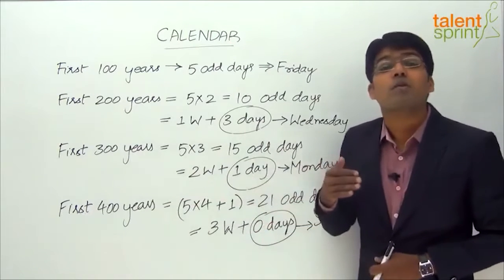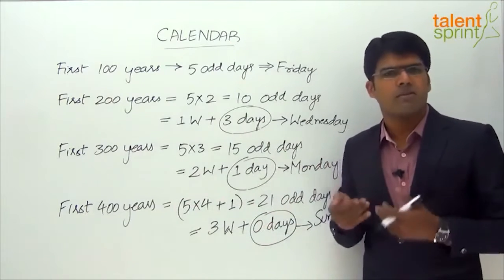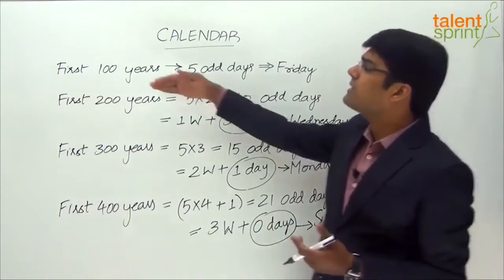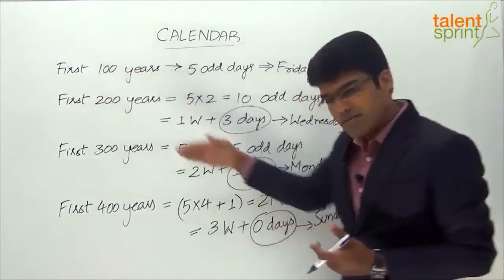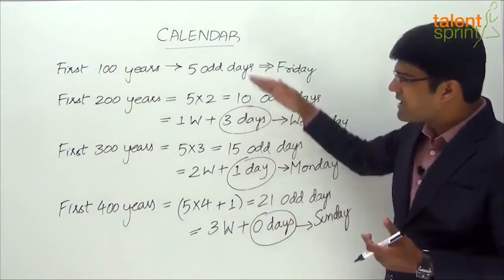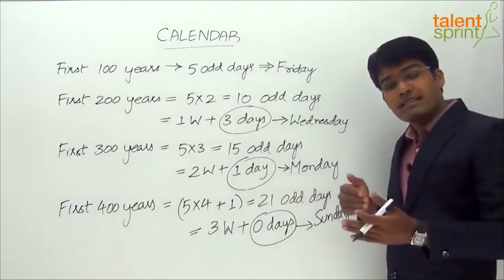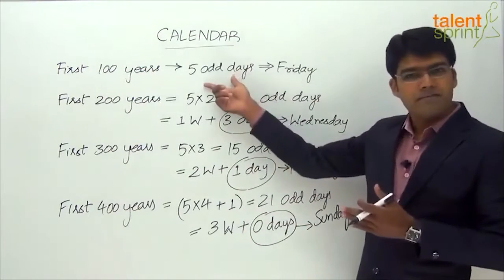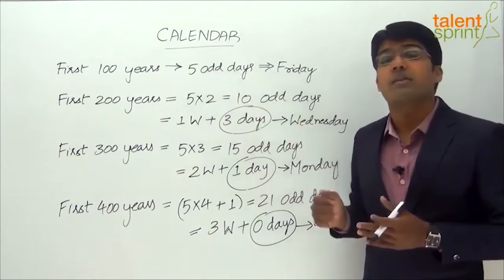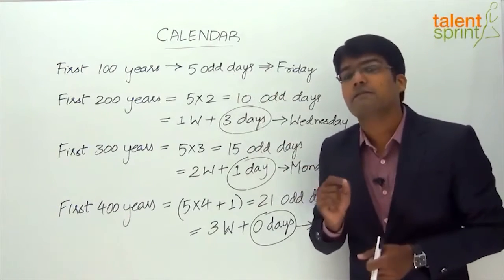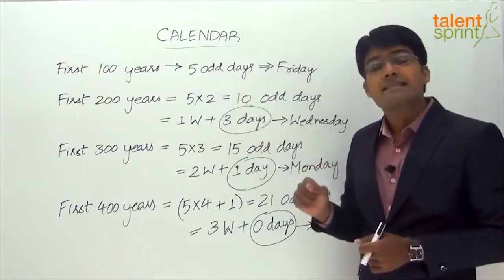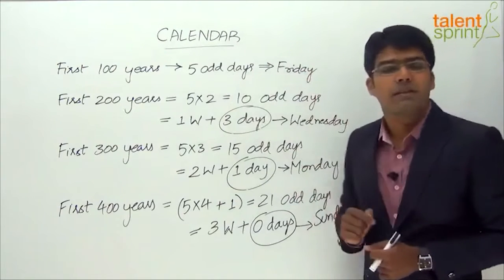Now what will be the number of odd days in the 5th century? The number of odd days in the 5th century will be equal to the number of odd days of the 1st century, because the total number of odd days in the first 400 years is 0 and the number of odd days in the next 100 years would be 5. So 0 plus 5 is 5. So we can say the number of odd days in the 5th century would be 5, and hence the last day of the 5th century will be a Friday.